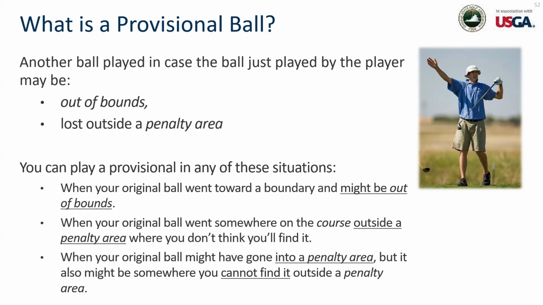And the last one, when your original ball might have gone into a penalty area, but it also might be somewhere you cannot find it outside the penalty area. If you hit it toward a penalty area and there's maybe a lot of trees or a lot of high grass, and you're just not sure if it's in the penalty area or it could also be in that high grass, go ahead and play a provisional. The rules allow you to do so. It really just prevents you from playing a provisional if you know as a matter of fact that your ball is in a penalty area. If you saw a splash or if there's nowhere else that ball could be except in that penalty area, don't play a provisional in that situation. Just go on up and take your penalty area relief.